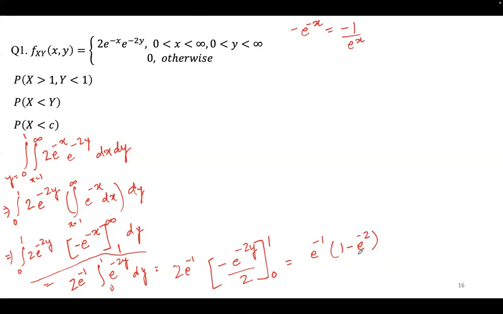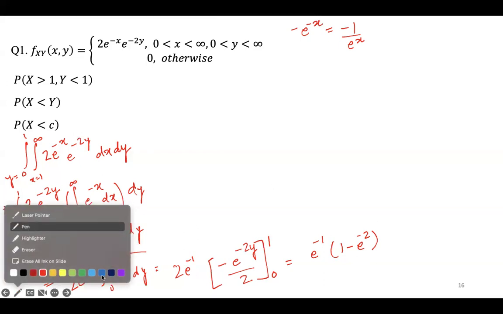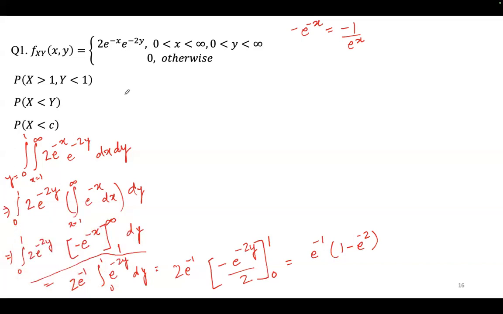Anything to the power 0 gives you 1. And this was minus e, like this. I mean, there's a lot of minus signs involved. Try to solve it, taking into account all the 2, 3 minus signs. You will get this. Okay. So here we have evaluated the first expression. So now let's go for the second one.